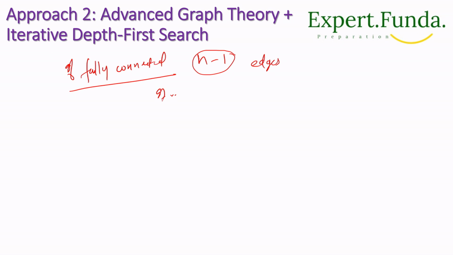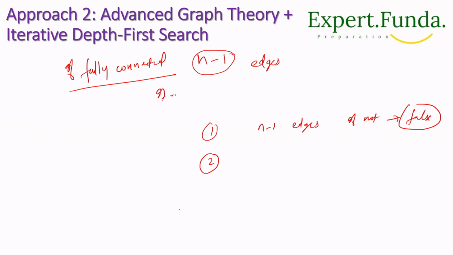So going by the definition, our algorithm needs to do what? First we will check whether or not there are n minus 1 edges. And if not, then we have to return what? False. We will return false.